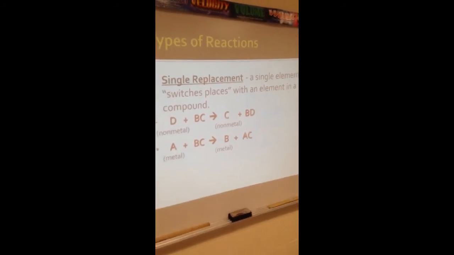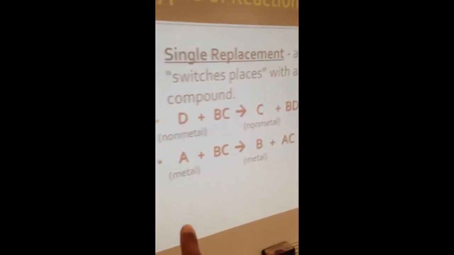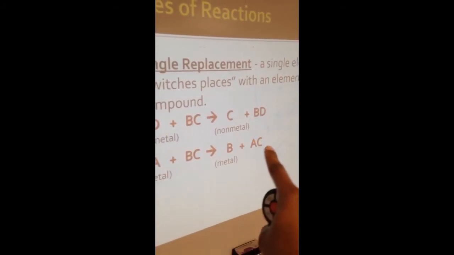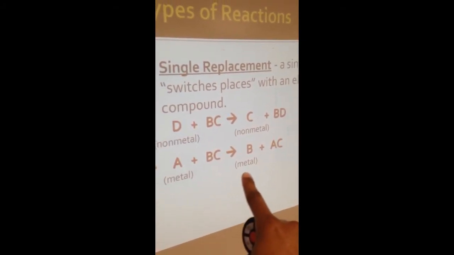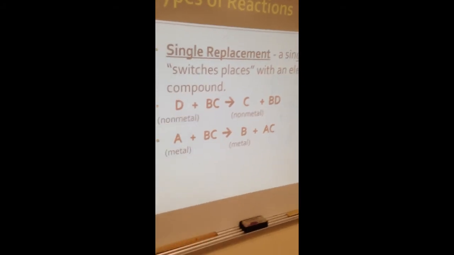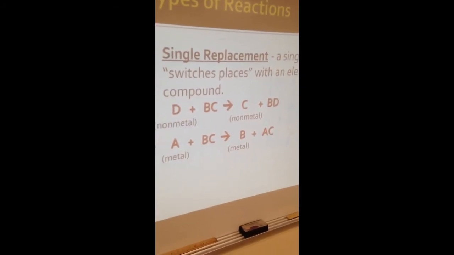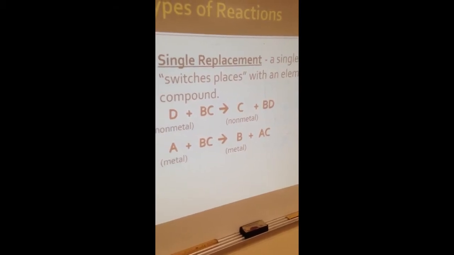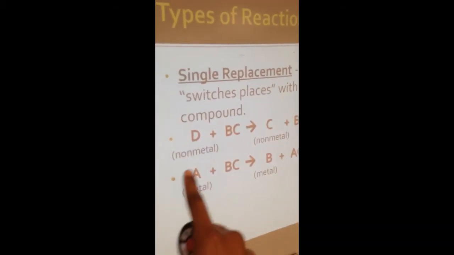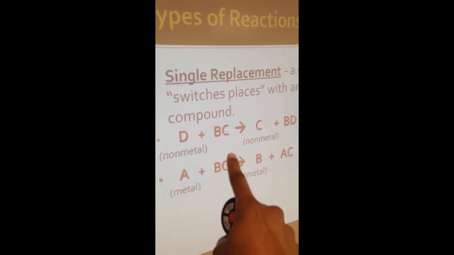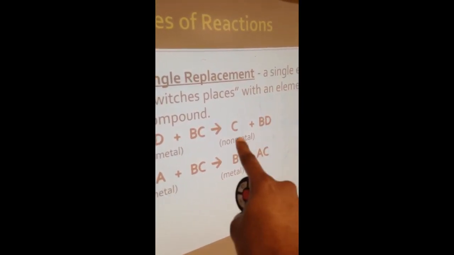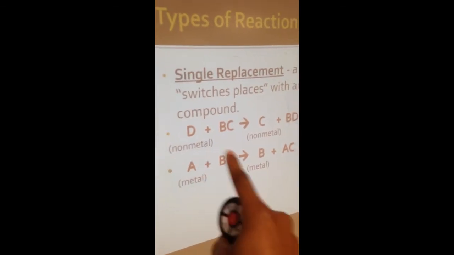So the next type of reaction we have is a single replacement reaction. This is where you have a single element that switches places with an element in the compound. Again, you have D plus BC goes to C plus BD, or A plus BC goes to B plus AC. Now, I know that may sound complicated, but just imagine that this is like a relationship. I like to call this the home wrecker problem. The reason I call this the home wrecker problem is because the D is going to come in and take the place of the C, leaving the C out by itself. So now B and D are a nice happy couple, but C is now lonely. So I call this a home wrecker.